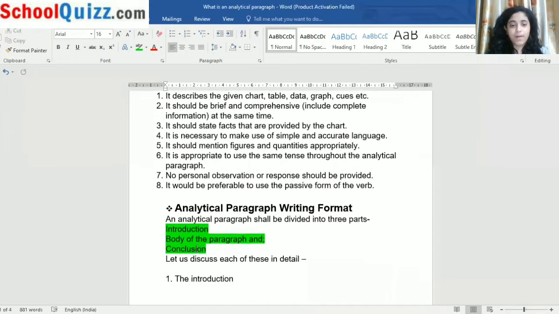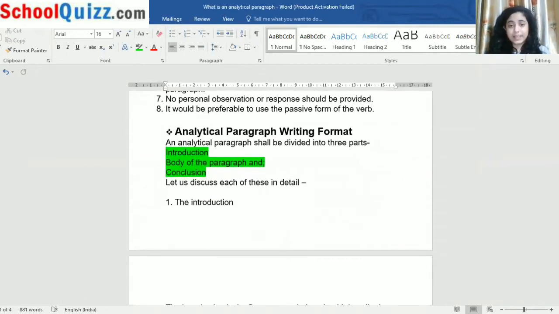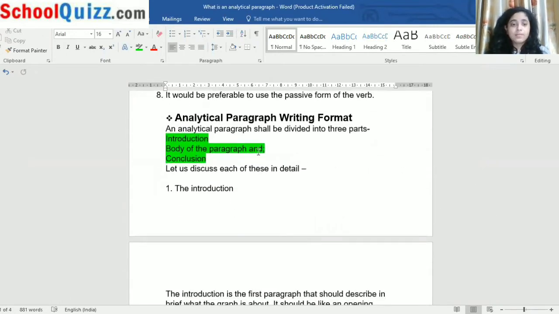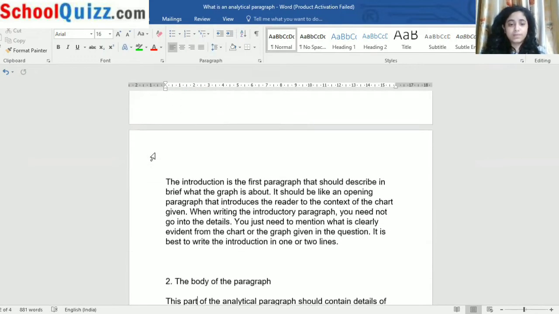So we have studied the parts that will be included in analytical paragraph writing. Those are the introduction, the body of the paragraph, and the conclusion. Now let us discuss each one by one in detail. The first one is the introduction. What will be there in the introduction? Let us study it in detail.